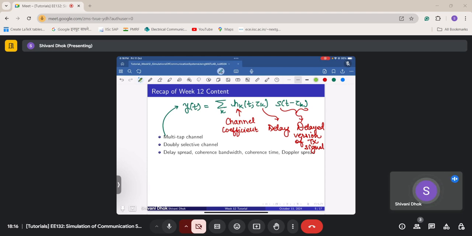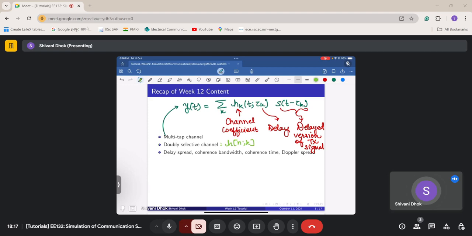Then another thing is frequency selective. So the channel will change with frequency too. The frequency response will not be constant for all the frequencies. And doubly selective means it will change along the time axis and also along the frequency axis. And this channel can be denoted by symbol NK.